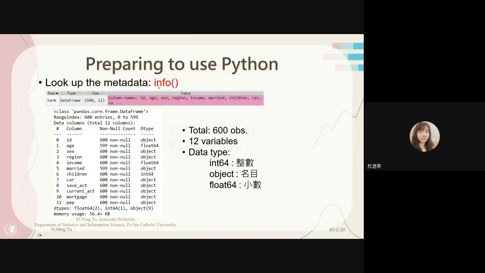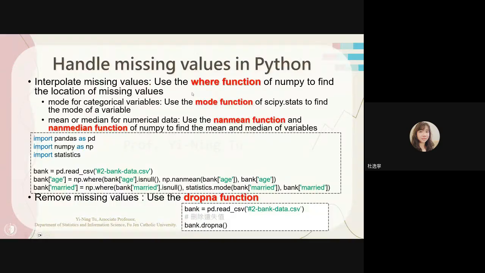So we do some preprocessing here, right? We know the details of the data set, use the import function, and also we interpolate missing values, use the where function, and define the categorical variable, use the mode function with the statistics package, and use numpy to do the nanmean and nanmedian functions. So we have already mentioned this part. And also we can directly delete the missing value or the column.